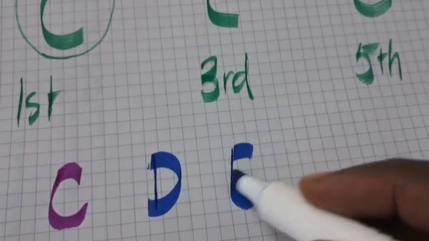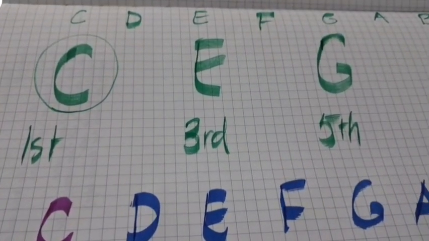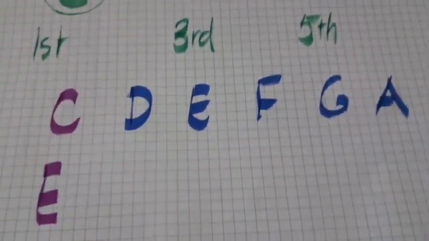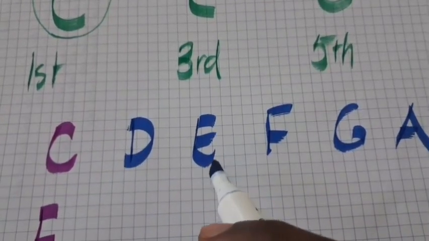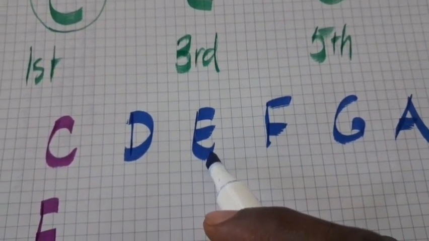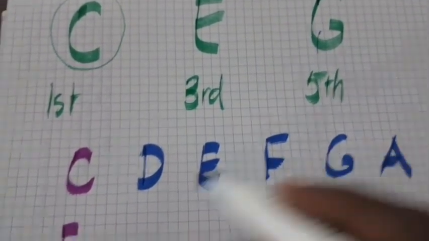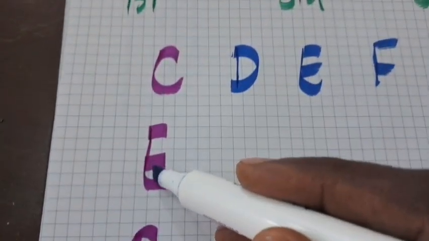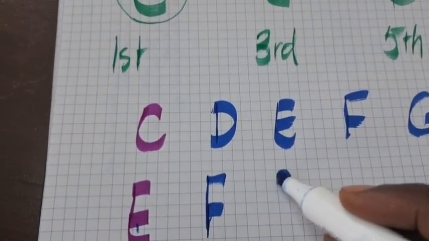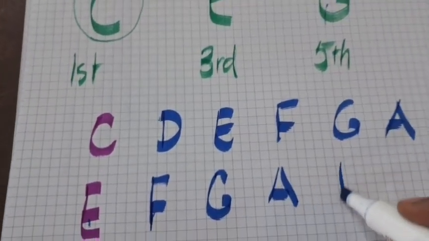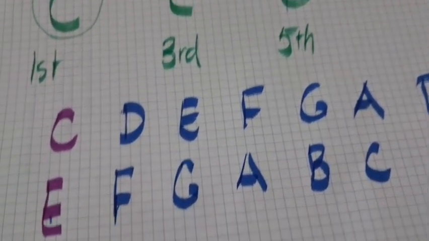When we have C, we continue with C, D, E, F, G, A, B, C. Okay. C is the first. E is the third, as we have here. And G is the fifth. Now, this is the E here. So, E goes with F, continues with F, G, A, B, C, D, E.